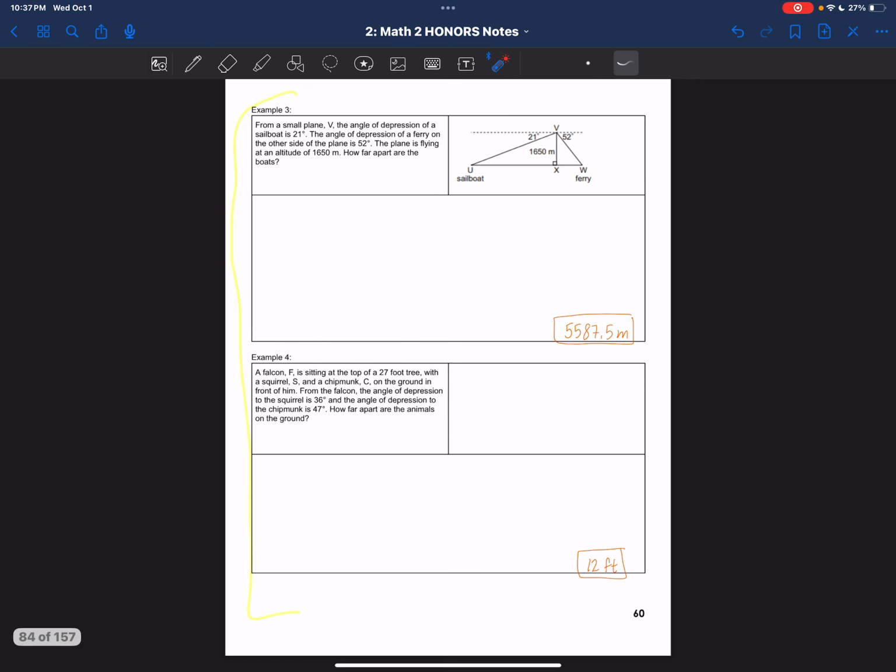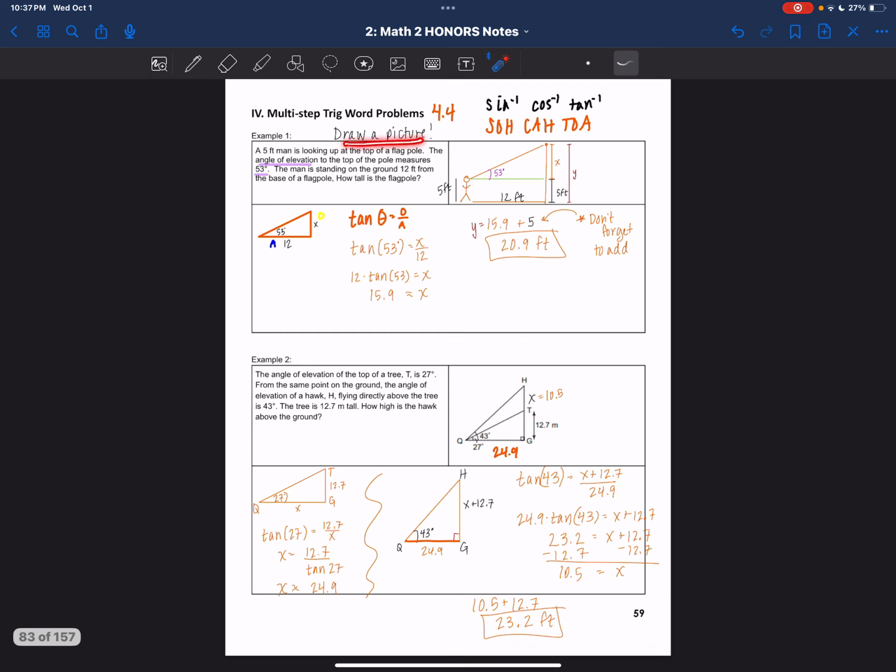If you did this correctly, your final answer should be 5,587.5 meters. And then I want you to try this problem, and you're going to have to draw a picture here. And if you did this correctly, your final answer should be 12 feet. So remember, draw a picture. You're either going to use sine, cosine, tangent, or the inverse if you're looking for the angle. And then once you've got one part, then you use that to solve the next part. And that's solving multi-step trig word problems.